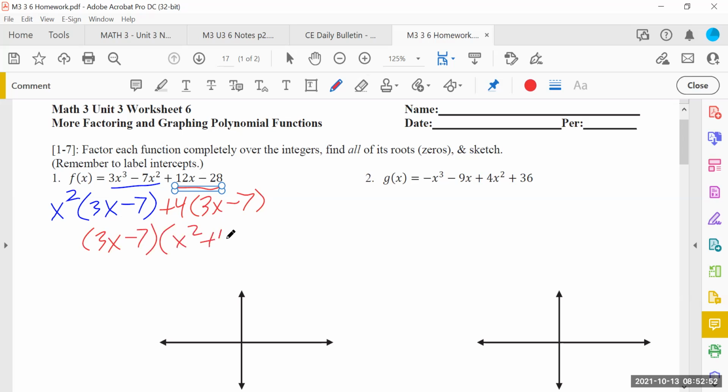x squared plus 4. And that is fully factored. Does that make sense to everyone? That x squared plus 4 does not factor anymore because it's not a difference of squares. So instead, we solve both of them. Bao, did you get an x-intercept or a solution for this?